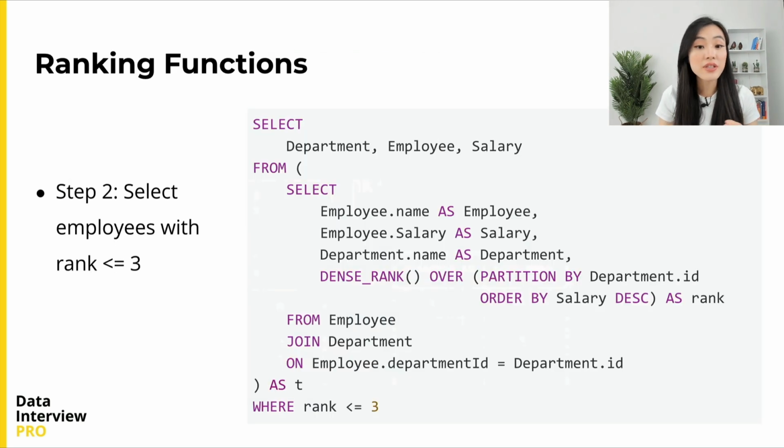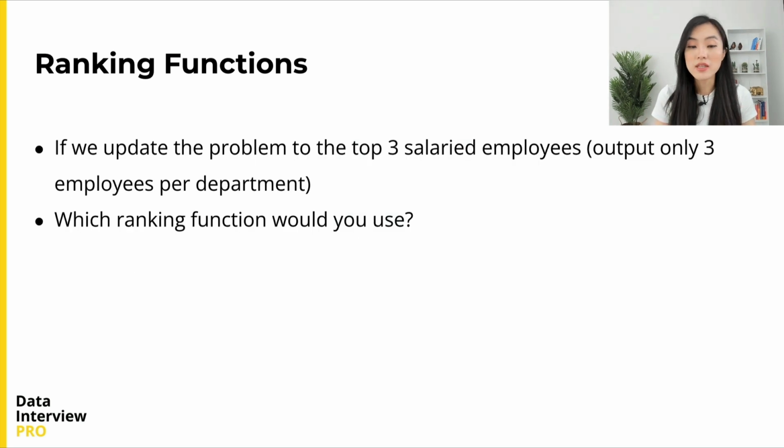The next step is simply selecting those employees with ranks that are less than or equal to 3. That's how we obtain all the employees with top 3 salaries in each department. Now, if we update the problem to the top 3 salaried employees, we want to output at most 3 employees per department. And if multiple people share the same high salaries, we only need to select 3 of them.